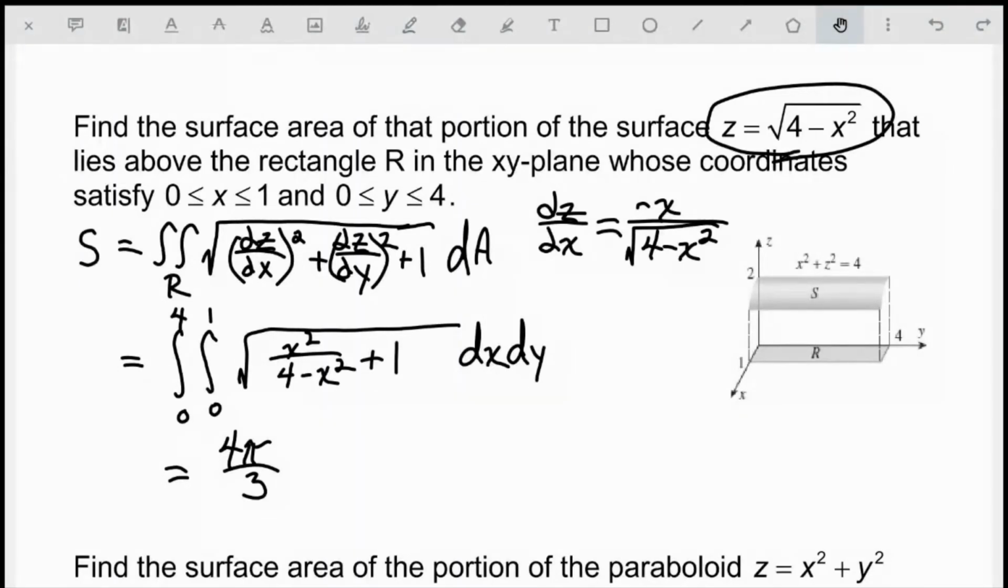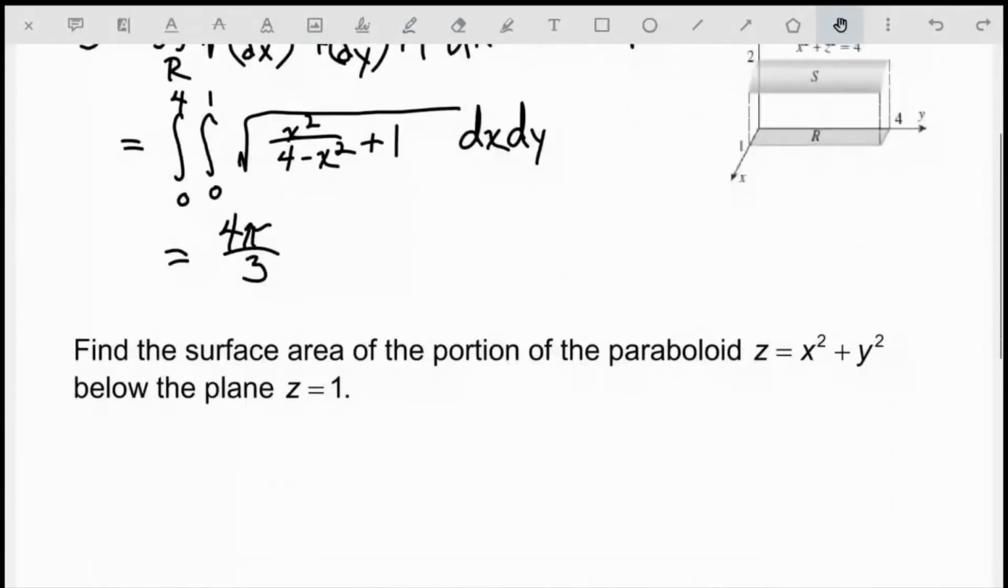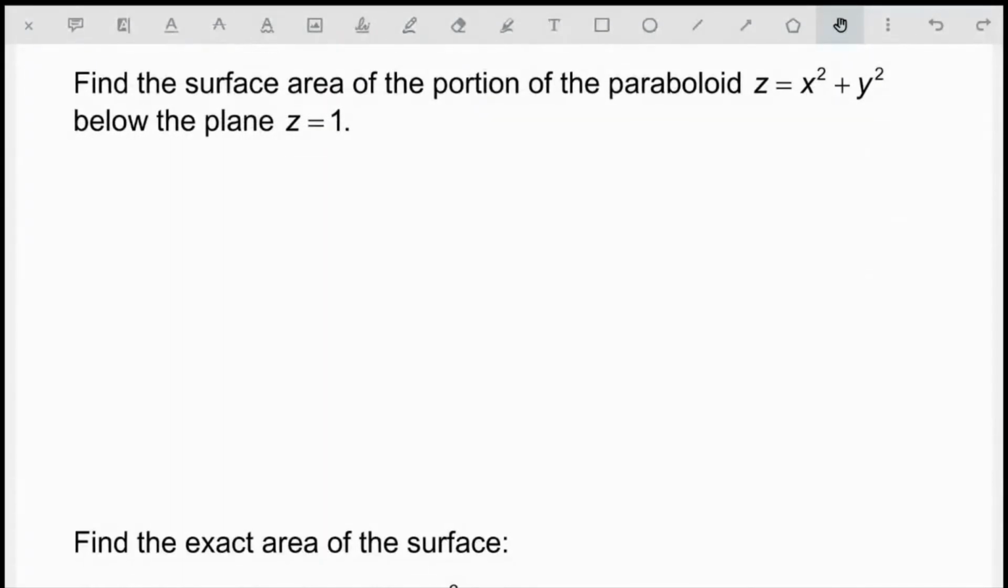And then, like I said before, the challenge then is how do we get the exact solution from the double integral? Okay, so let's take a look at another one here. The next one says find the surface area of the portion of the paraboloid z equals x squared plus y squared below the plane z is equal to 1.